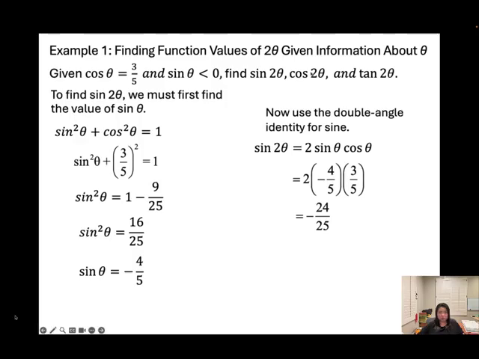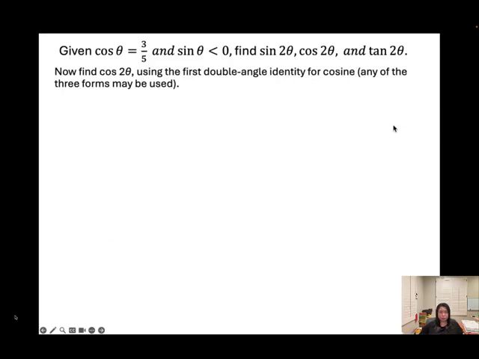And then we want to find the cosine 2 theta. We do have three formulas for the cosine 2 theta. You can use this one because we found the sine squared theta from part A already. Plug it in. So you should get negative 7/25.